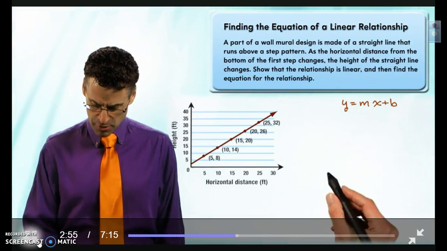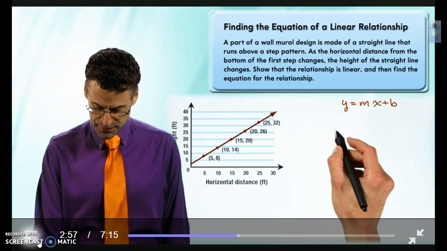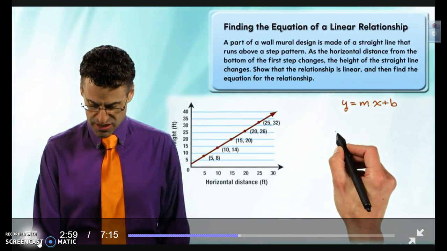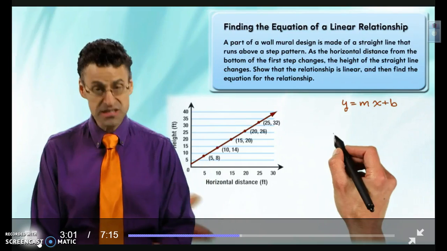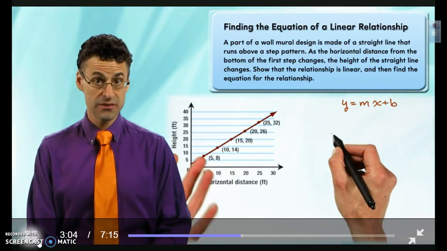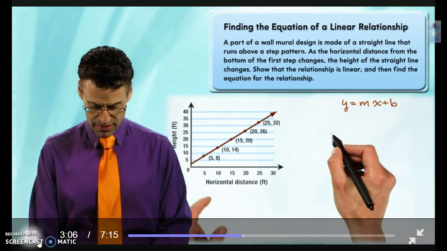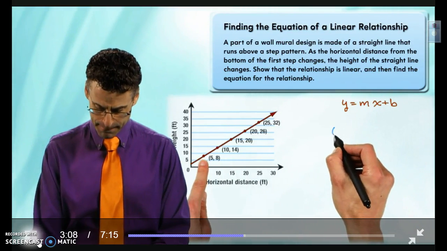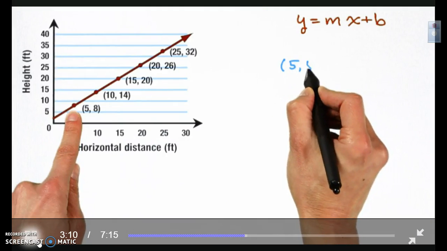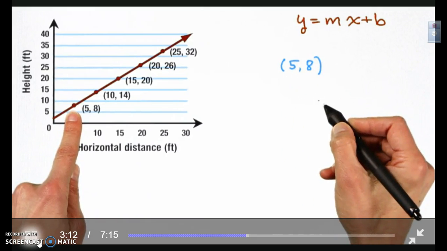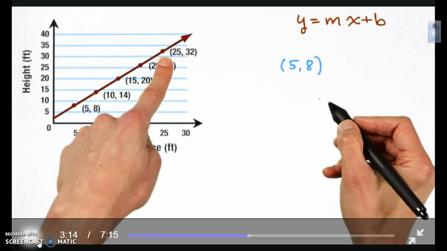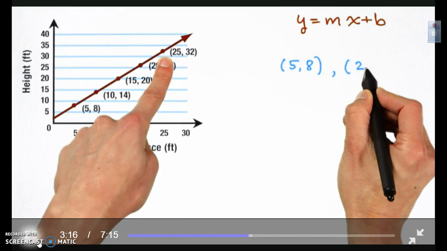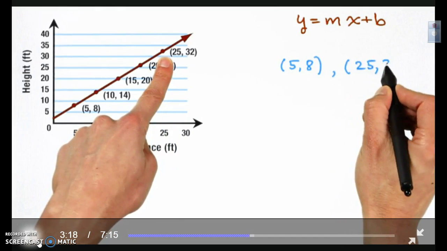You know how to find slope. We look at the change in y over the change in x. We have to pick 2 points, and any 2 points will do; they'll give us the same answer. How about this point right here, (5, 8). And just to show you it doesn't make a difference, I'll pick this point way out here, (25, 32).